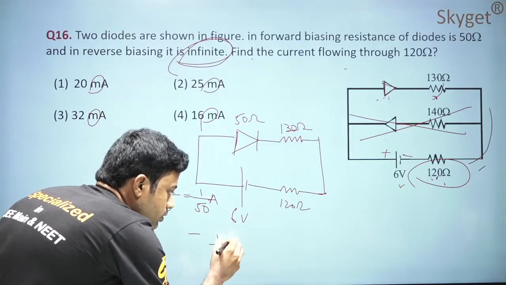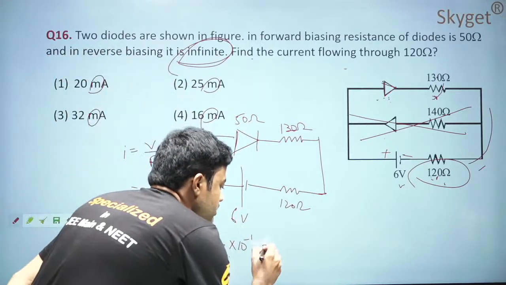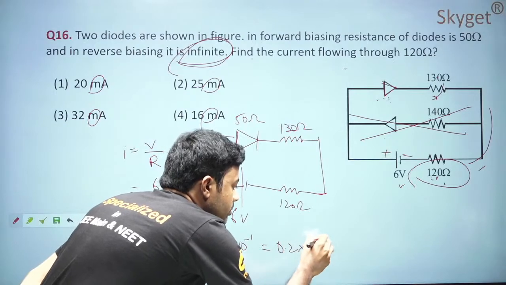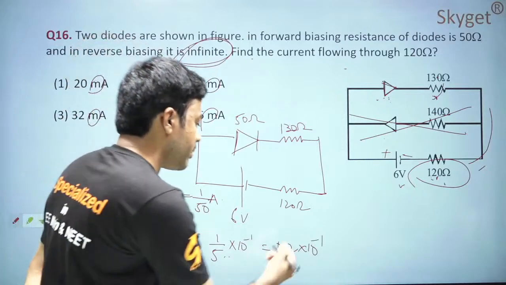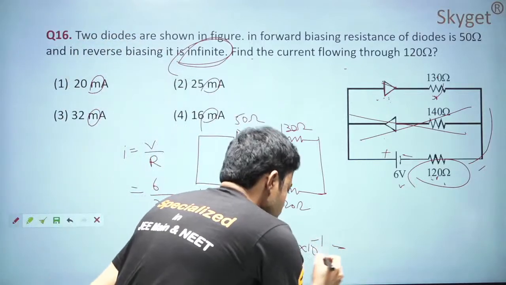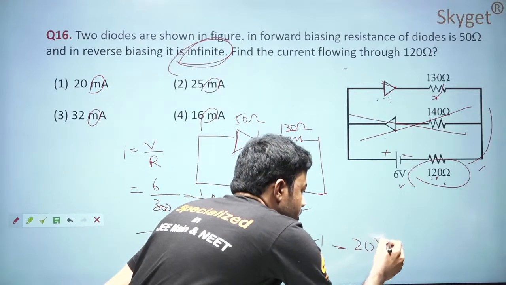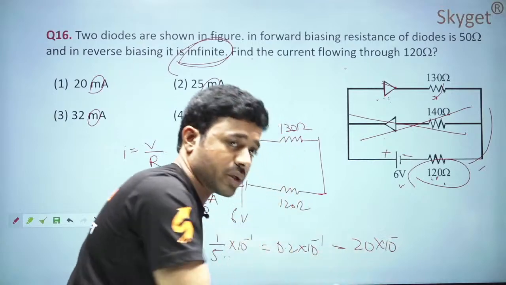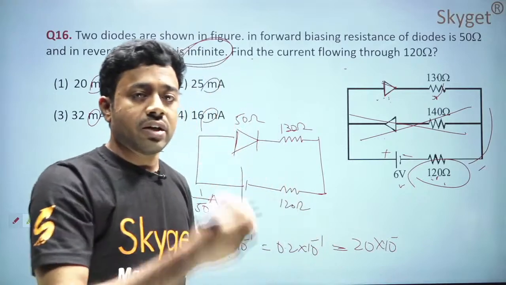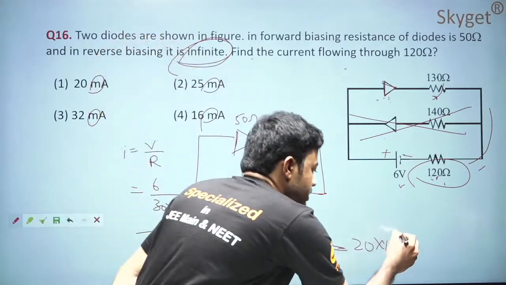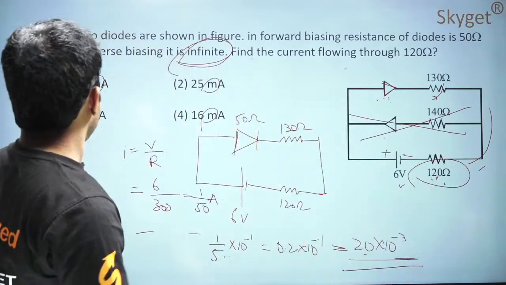So 5 into 10, if it goes upwards, it becomes 10 to the power of minus 5, 10 to the power of minus 1. 1 by 5 is 0.2 into 10 to the power of minus 1. So you have to convert in terms of milli, that is 10 to the power of minus 3. To make that happen, shift 2 points, it becomes 20. 20 into 10 to the power of minus 1 into minus 2, because you have shifted 2 points here. So you have to write 10 to the power of minus 2. So 10 to the power of minus 1 into 10 to the power of minus 2 is 10 to the power of minus 3, that is 20 milliamps. Here it is option 1.